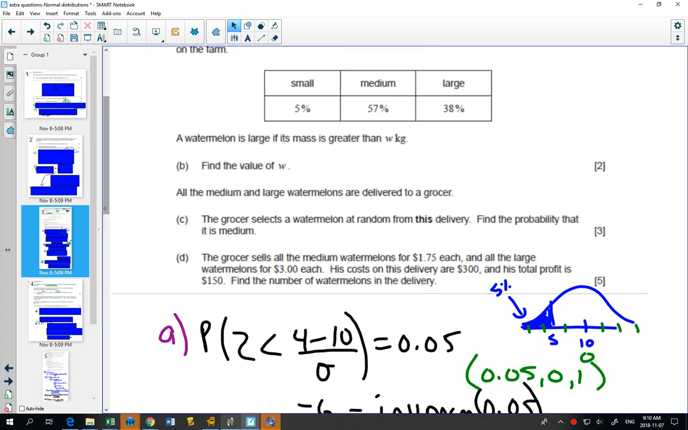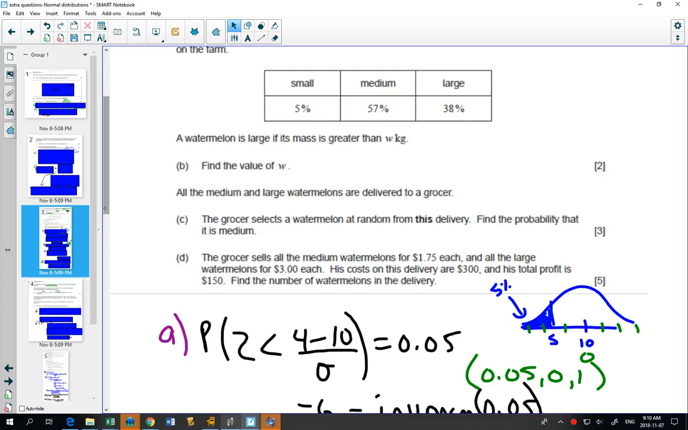What percentage of watermelons are delivered to the grocery store? 95%, all except for the small ones. And how many of those 95% are the medium ones? 57%. So find the probability it's medium is just going to be 57 out of 95. If you think of having 100 watermelons, 95 are at the grocery store. Of those 95, 57 of them are medium.